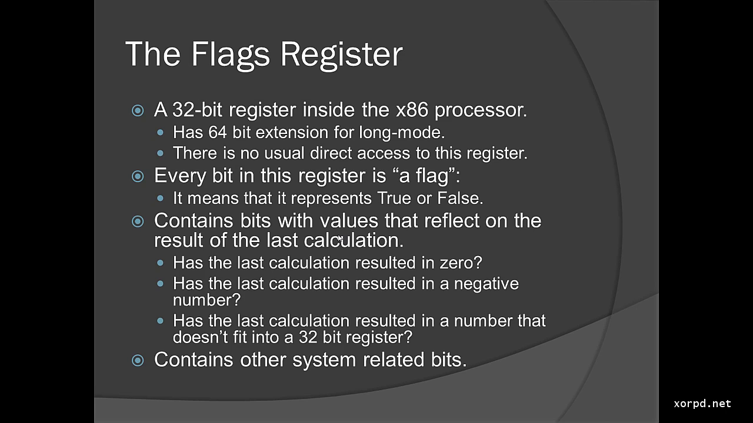Every bit in this register is a flag. It means that every bit represents true or false. As a rule of thumb, 1 is going to represent true and 0 is going to represent false. This flags register contains bits with values that reflect the result of the last calculation. For the most part, this is true. Usually some calculation happens and then the flags in the flags register are changed automatically.